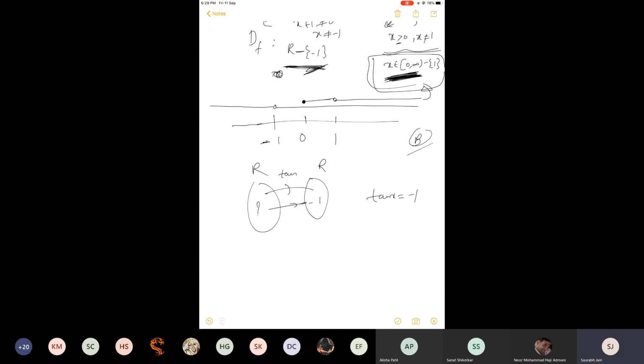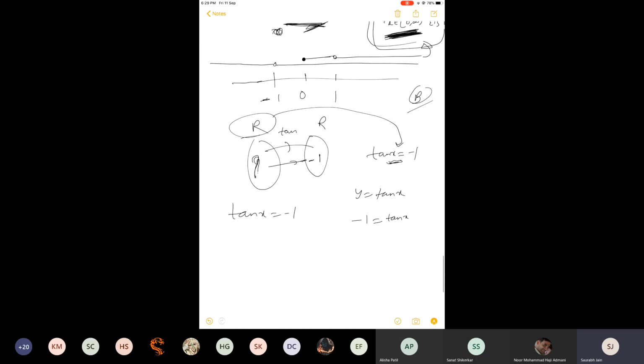So the question is, and the domain is R. So if the domain is R, what are those values of the domain, or x, for which tan is minus 1? So this is the pre-image, that is x, and minus 1 is the image, that is y. So if we write y equals tan x, what is minus 1? It is the image. What is x? It is the pre-image. So this is actually a trigonometric equation, general solution. Tan of minus 1 can be written as tan of minus π by 4, trigonometry. And then we can write it like this.